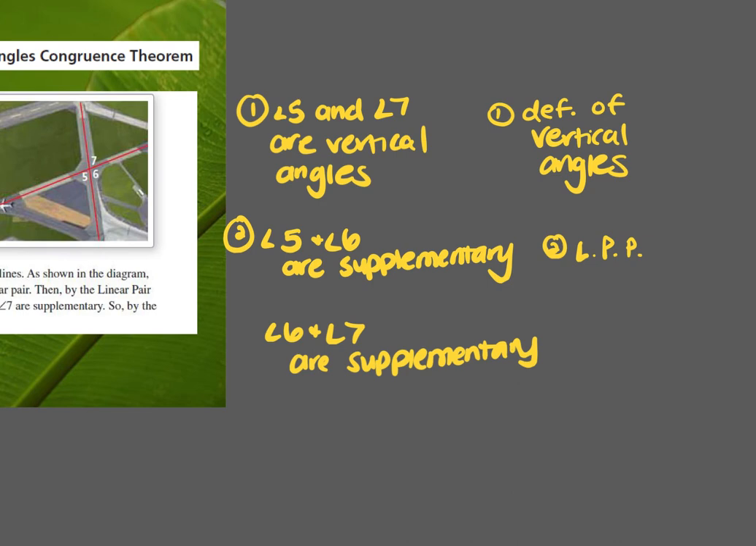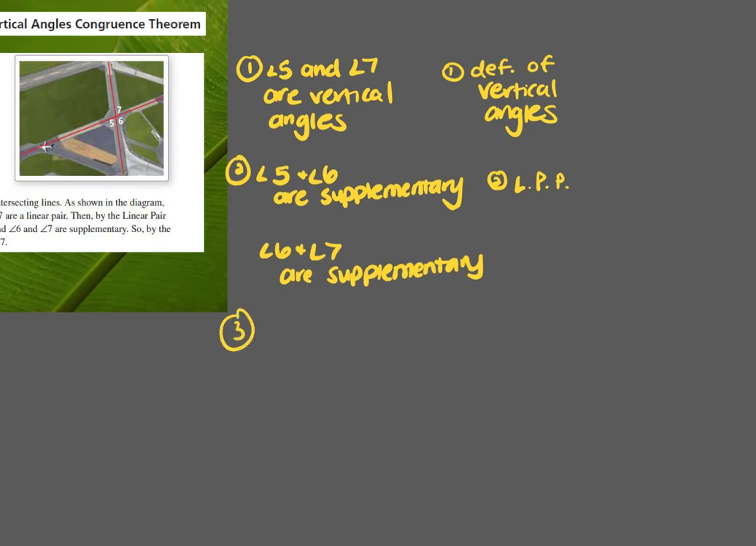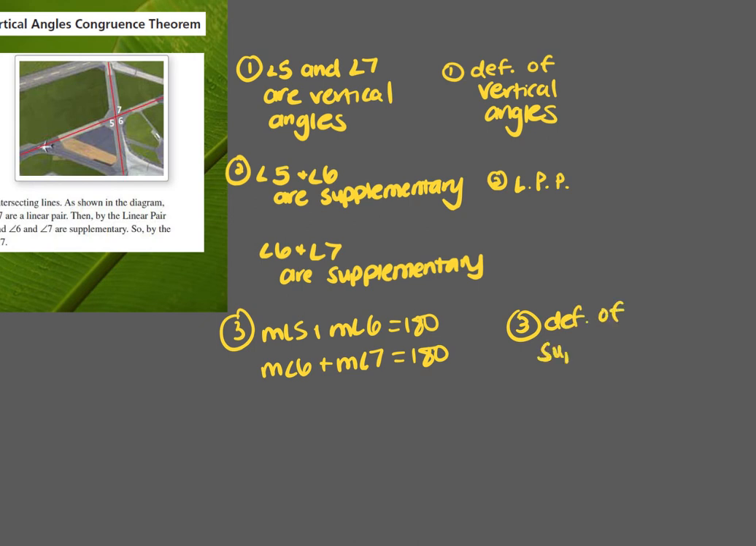First, you have to set up that equals something, right? What does supplementary mean? 180. So you can say that. I could say the measure of angle 5 plus the measure of angle 6 equals 180. And I can say the measure of angle 6 plus the measure of angle 7 equals 180. And that's the definition of supplementary. Correct. How does Mark say?